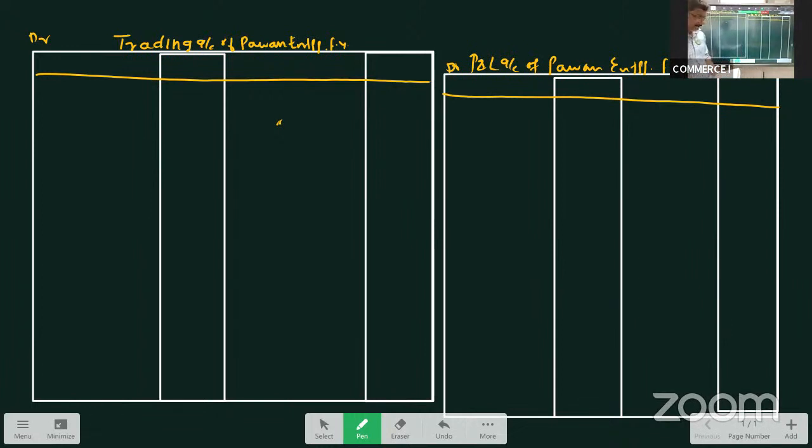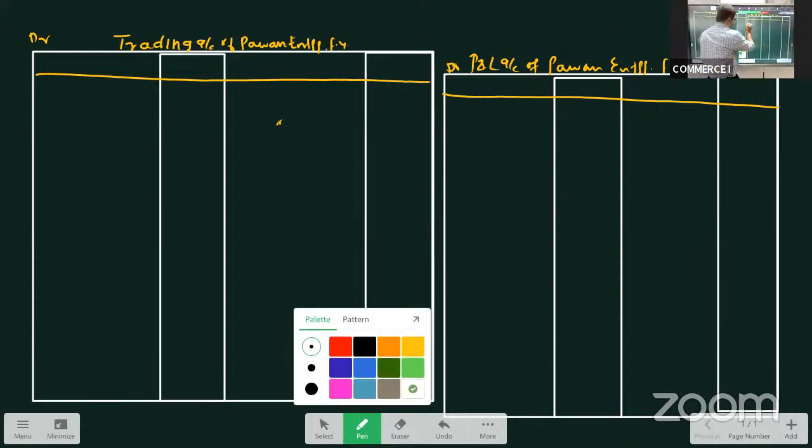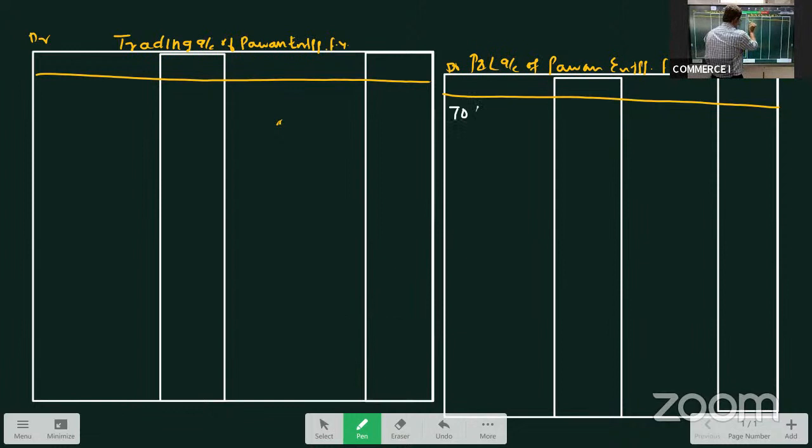The first item given in the trial balance is rent. Rent is a P&L item. So I'm taking rent and taxes on the debit side of the P&L account. We have 1500. I am taking this amount in the inner column because we have an adjustment on this.